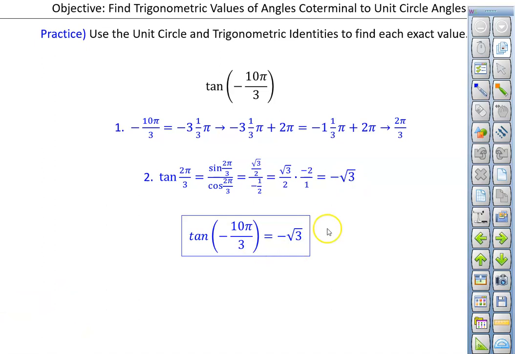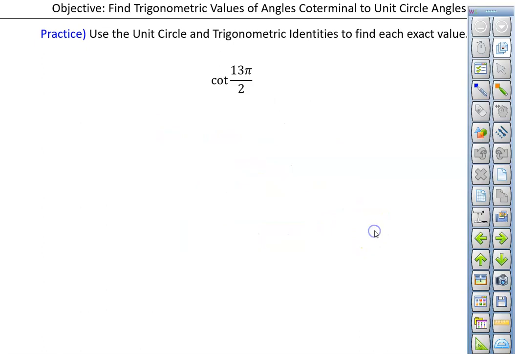All right, there is one more practice problem for you to give a try. Pause your video. All right, let's take a look at this one.